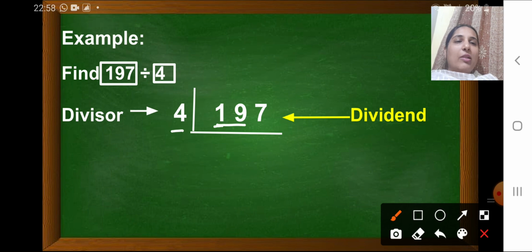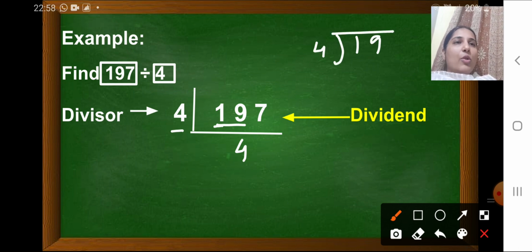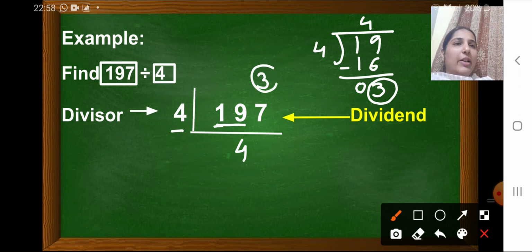So how many times will go? We'll go for 4 4s are 16. So that 4 we will write here, and when we'll divide, let's write it here, 4 4s are 16. So what will be the remainder here, children? 9 minus 6, 3, and 1 minus 1, 0. So what is the remainder here, children? 3. So that 3 we will just write above the next digit of the dividend.